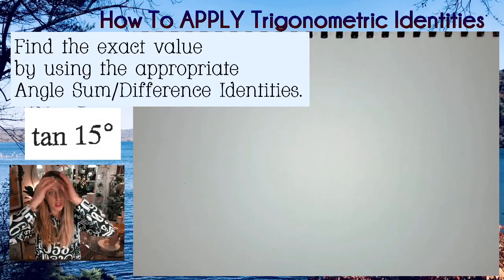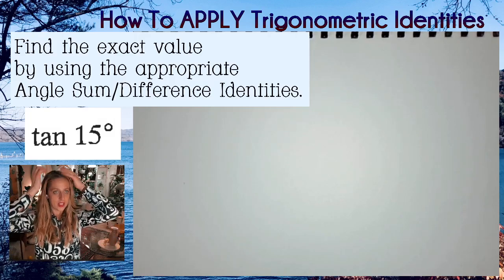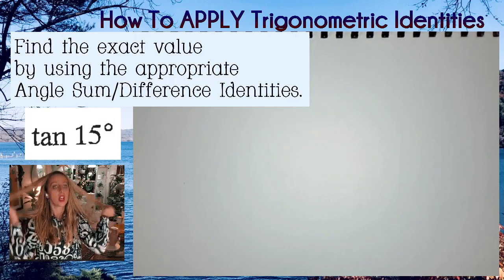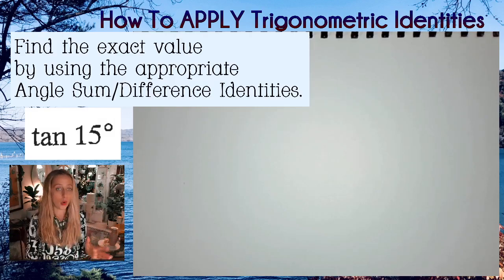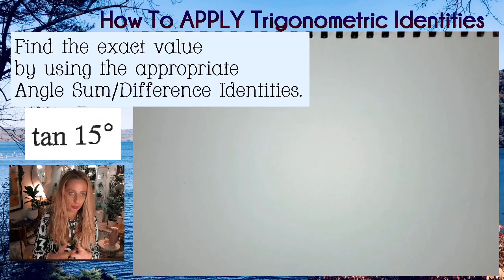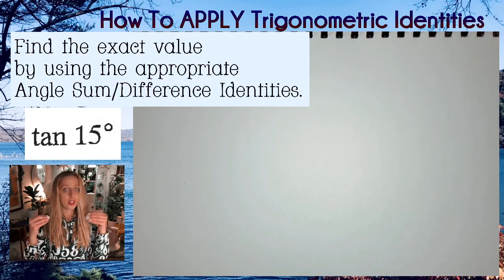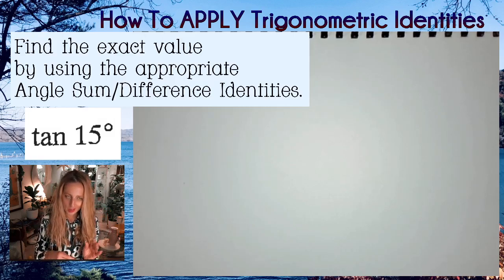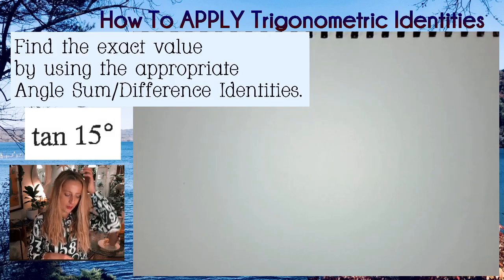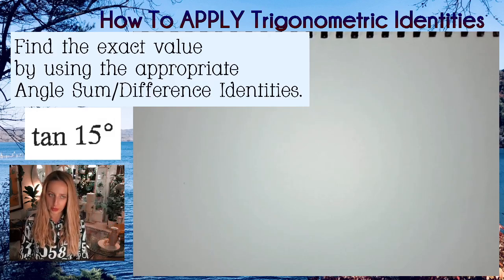Hi everybody, in this video we are going to find the exact value of tangent 15 degrees by using the appropriate angle sum or difference identity. So when you're using angle sum and difference identities and it asks for an exact value and you have no other information, that means it's implying that you already possess the necessary information, which we could deduce is probably them implying you're going to use the unit circle.